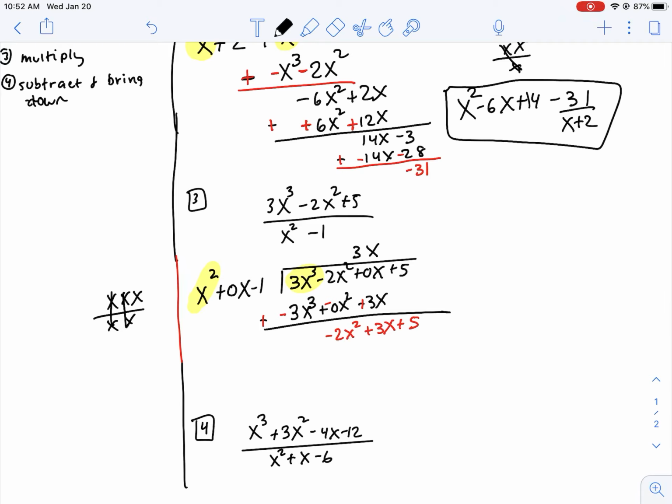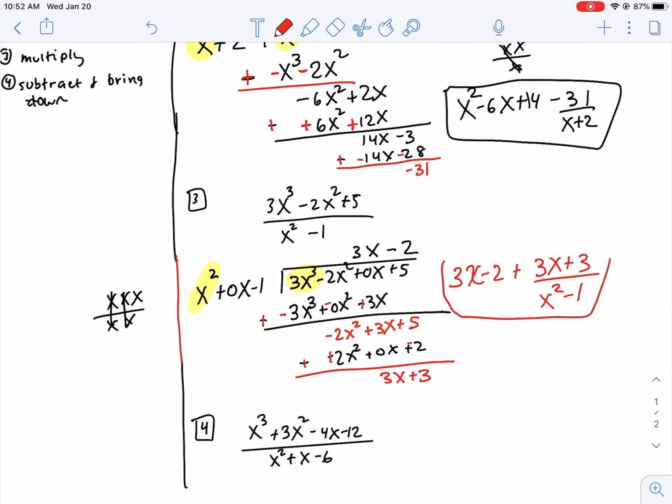So now we have x squared into negative 2x squared, which goes negative 2 times. And now we multiply again, 0x plus 2. And now we're going to subtract or add the opposite. So that becomes positive, and that becomes negative. So this becomes 3x plus 3, and there's your remainder. So the answer is x minus 2 plus 3x plus 3 over x squared minus 1.